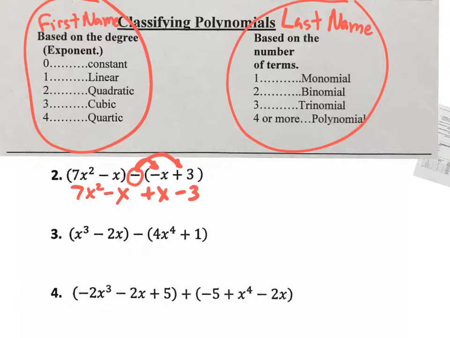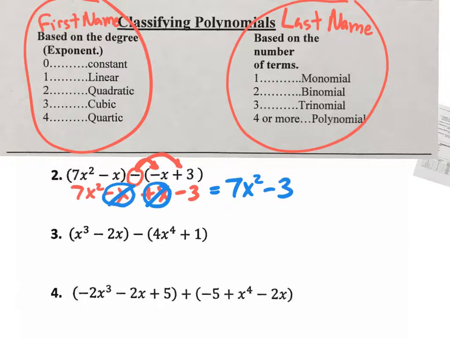x squares with x squares, x's with x's, and numbers with numbers. Now the only thing I could possibly combine out of all these terms is this negative x and this positive x, and they do cancel out. There are no more x's. So your answer is simply 7x squared minus 3.